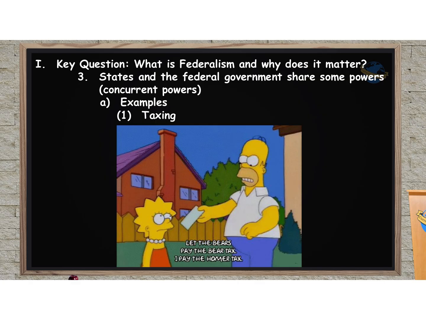Then there are some things that both the states and the federal government share when it comes to powers. We call these the concurrent powers. Yes, you do have to know the difference between reserved, delegated, and concurrent powers, and examples of each. So examples for something that both the national and state governments can do: they both are allowed to tax you. If you have a job and you look at your paycheck stub, there is a federal income tax and there is a state income tax.